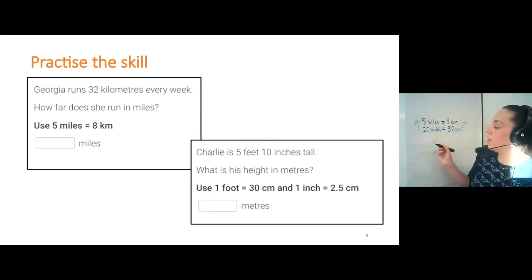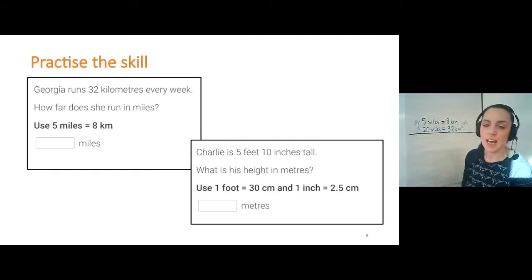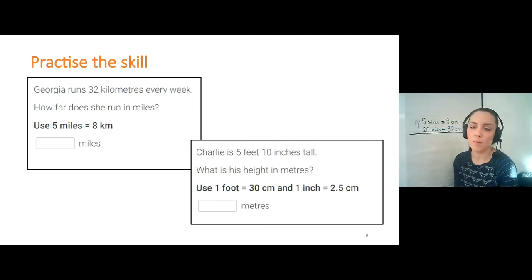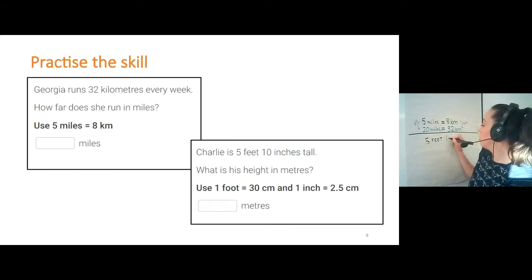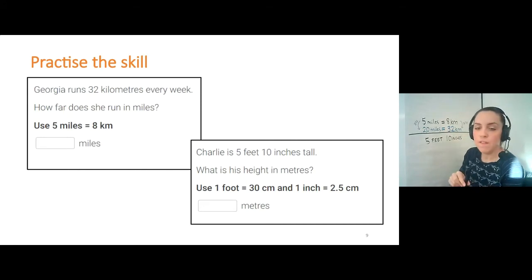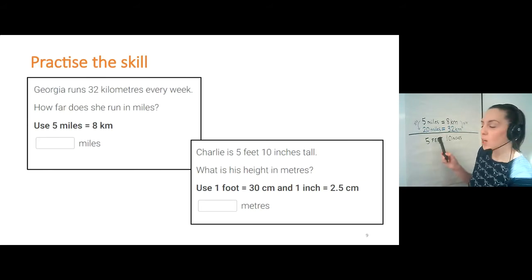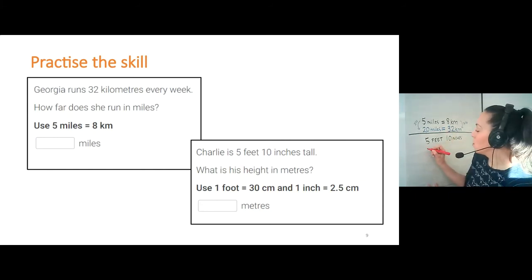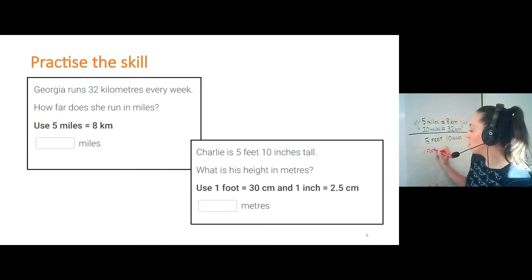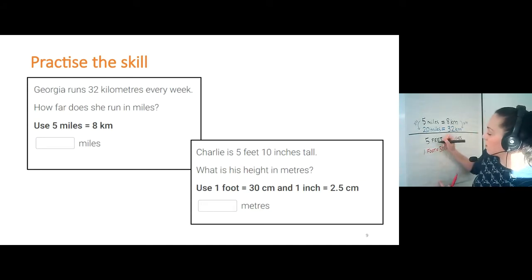We'd have to look at this one slightly differently again, because we've actually got two conversions we need to do. If Charlie is 5 feet, and please feel free to have a go at this one, but I will go through it as well, and 10 inches. We know that 1 foot is equal to 30 centimetres and 1 inch is equal to 2.5 centimetres. So we're going to have to split them up between feet and inches. So if 1 foot is equal to 30 centimetres, let's look at the feet first.